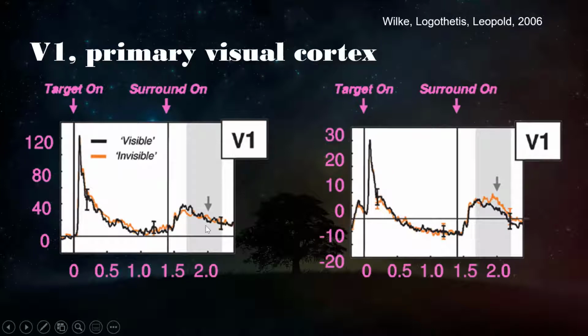So on the left, we're looking at situations where firing decreases. On the right, we're looking at situations where firing increases. But overall, the take-home point here is that there's just not a lot of change. Basically, V1, as we saw before, doesn't care about what consciousness is doing.